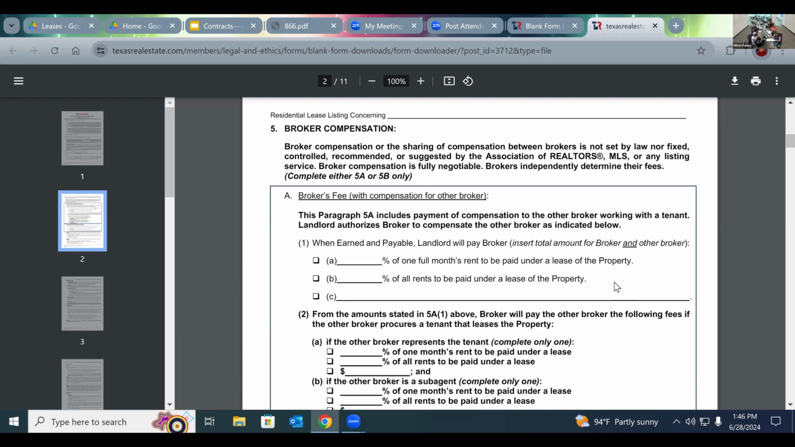It also benefits the landlord. What if they take someone who's only gonna do a 6-month lease? According to here, they still have to pay 1 full month. That's what they agreed to. If you did it here, then they're only gonna pay half a month's rent, which is equitable.